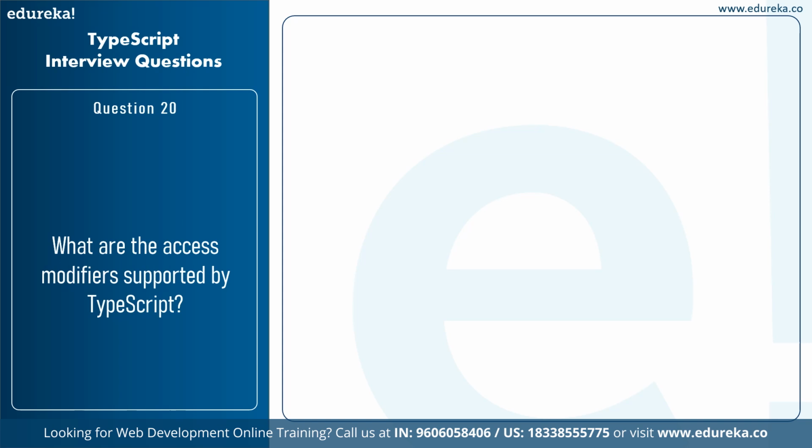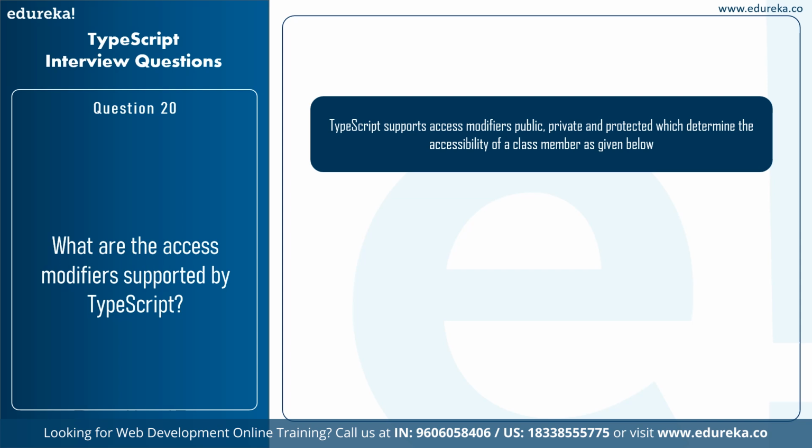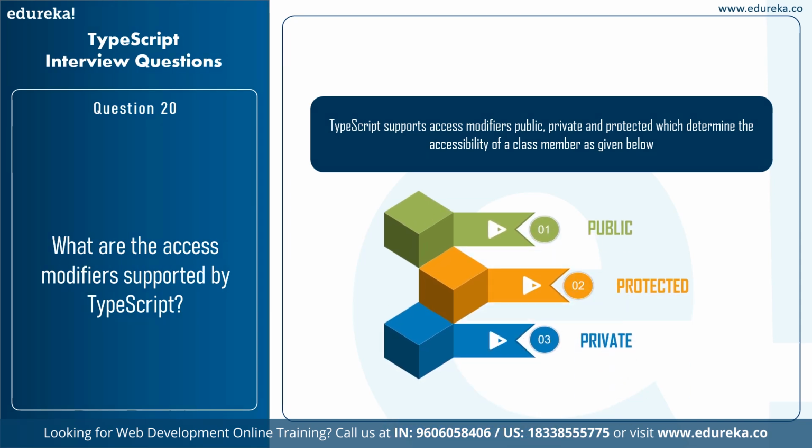What are the access modifiers supported by TypeScript? Now TypeScript supports access modifiers public, private, and protected, which determine the accessibility of a class member. So for public, all the members of the class, its child classes, and the instance of the class can be accessed. But for protected, all the members of the class and its child classes can access them, but the instance of the class cannot access. And finally, for private, only the members of the class can access them. If an access modifier is not specified, it is implicitly public, as that matches the convenient nature of JavaScript.